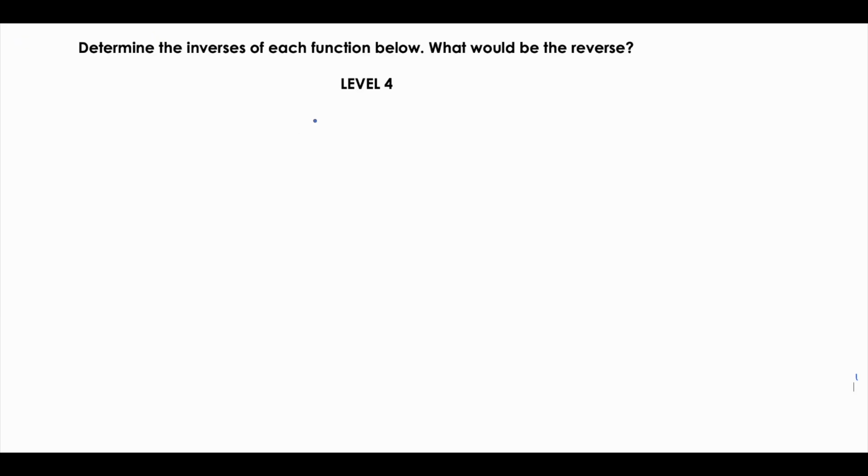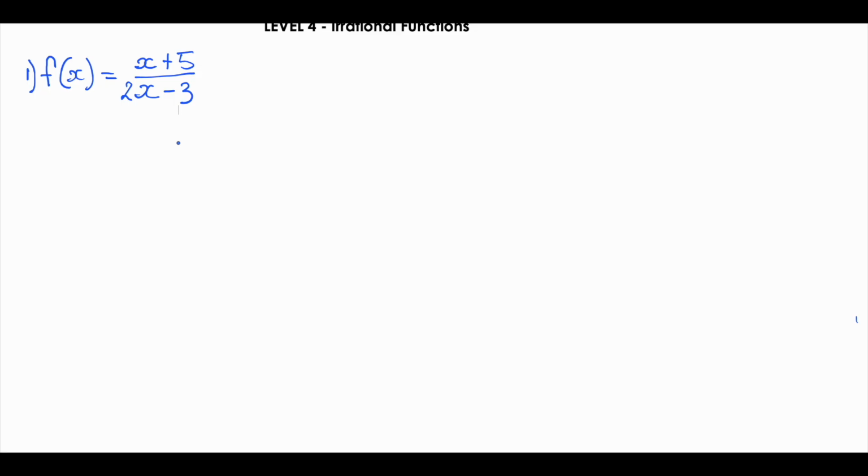Okay, so this one is going to be irrational functions. It's going to be like the advanced version of what we just did. So let's say we had a function f of x equal to x plus 5 over 2x minus 3. We do the same thing: let y equal f of x, and then follow the same process. y is equal to x plus 5 over 2x minus 3.